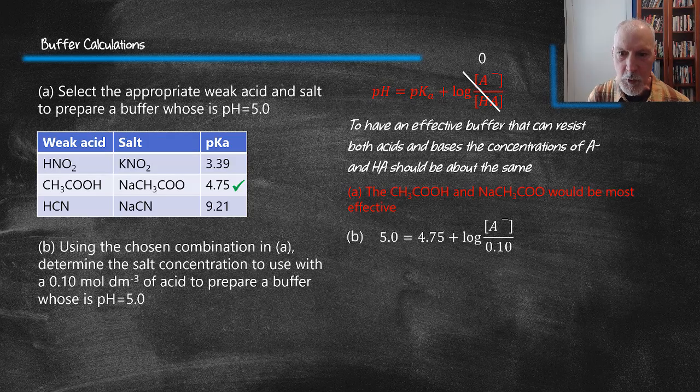We now can move the 4.75 over to the other side, and we get 0.25. To remove the log, we raise both sides to the power of 10, so we get 10 to the 0.25 equals the concentration of our conjugate base over 0.1. And solving then for the concentration of our base, we get 0.18 moles per decimeter cubed.